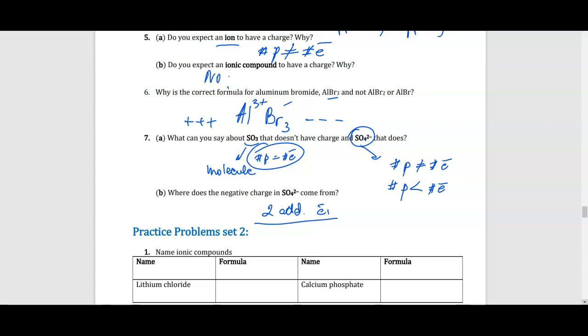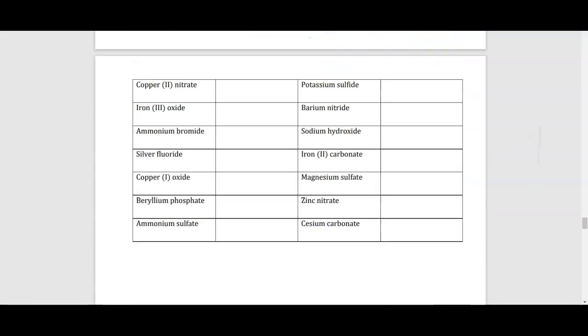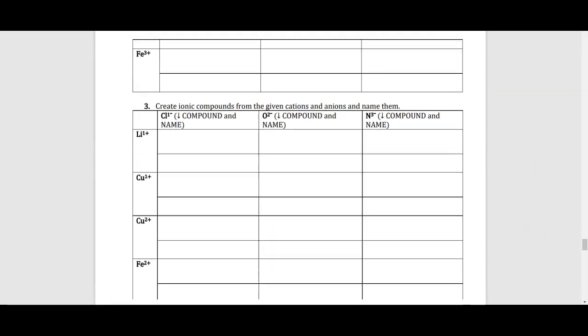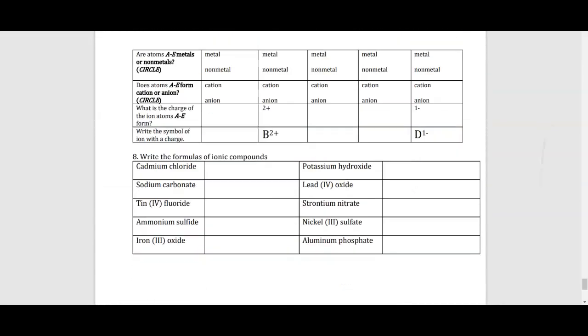So, by yourself, you need to finish practice problem set 2 and chart numbers 2, 3, and 4. And don't forget to download this handout when you finish it to let me grade it.